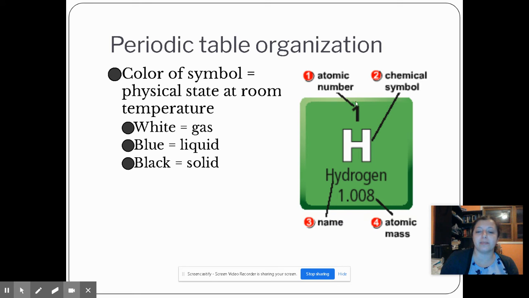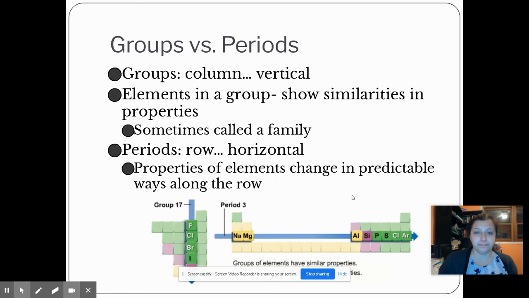Remember here, the atomic number, that's the number of protons. Symbol, the name, atomic mass, that's what we just talked about. Groups versus periods.